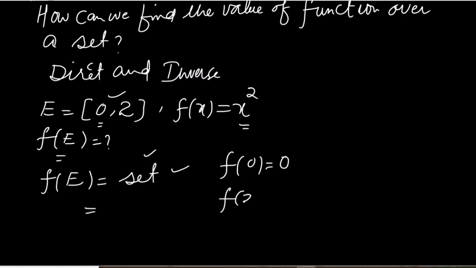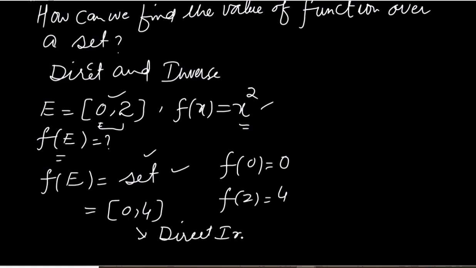F of 2 is equal to 4, and for all the remaining values that lie in this interval, we can only apply square on those values. So all those values after applying square on this E will lie in the interval 0 to 4. This just represents the direct image of E under F.